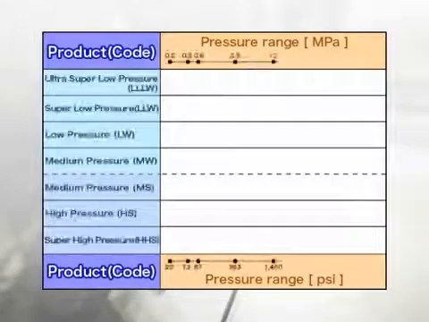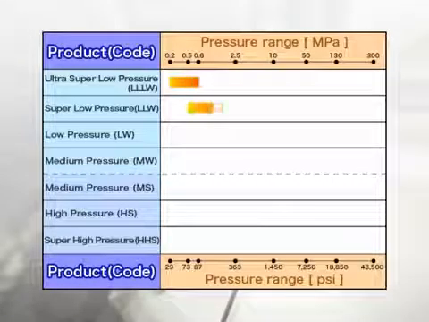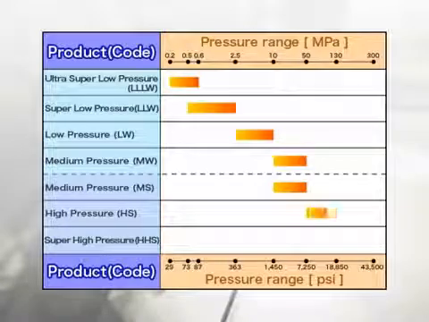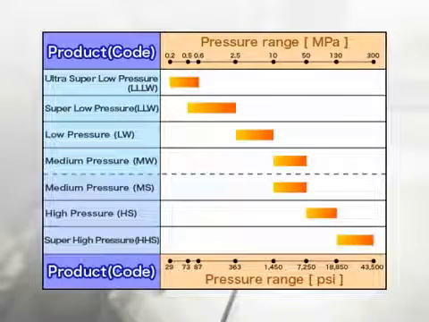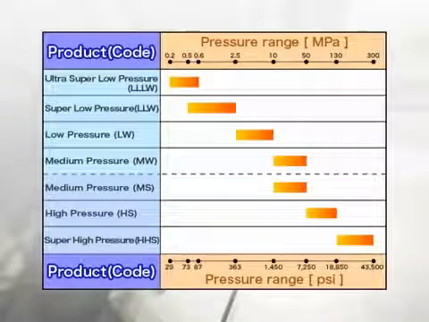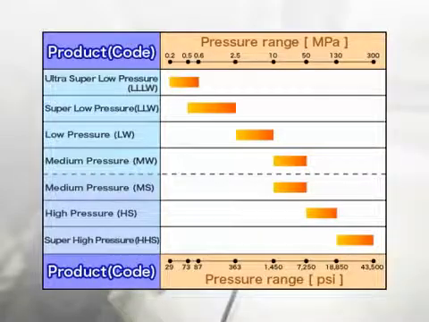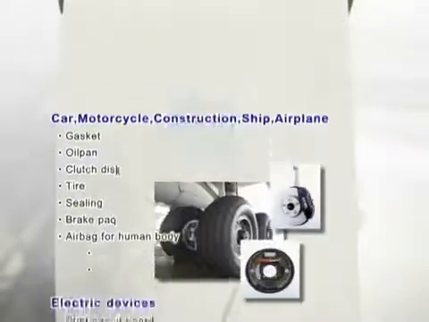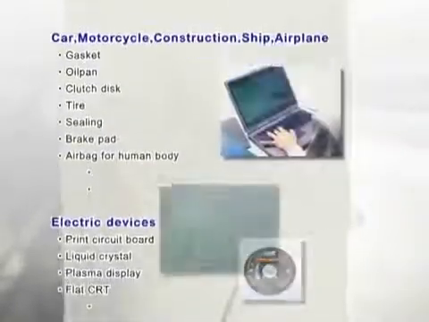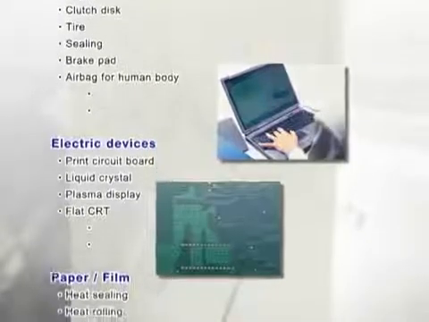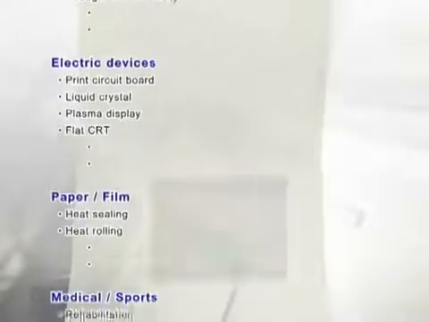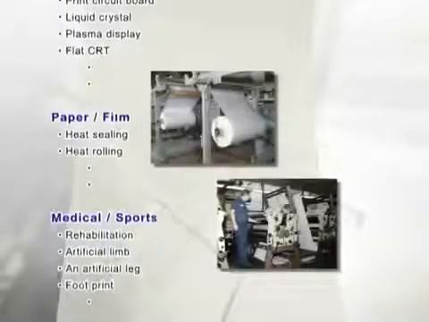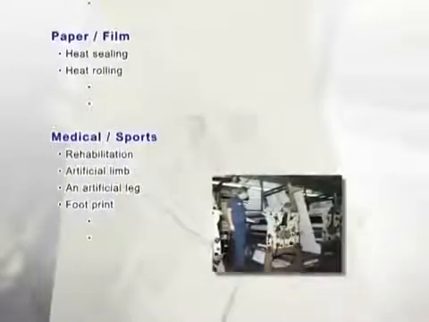For measuring various ranges of pressure, there are six types of Prescale lineup. You can select the proper type of Prescale according to your measuring pressure range. There are many applications for Prescale contact pressure, manufacturing pressure, rolling up pressure, shocking pressure, and so on. Contact your Prescale distributor to acquire a sample of Prescale for your specific pressure application.